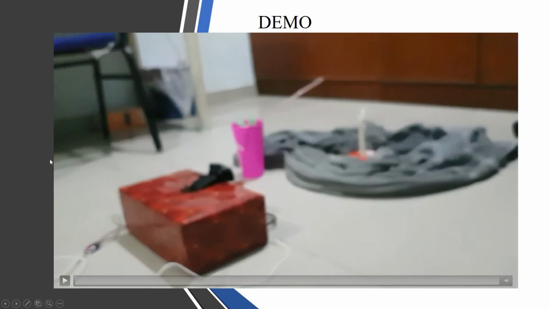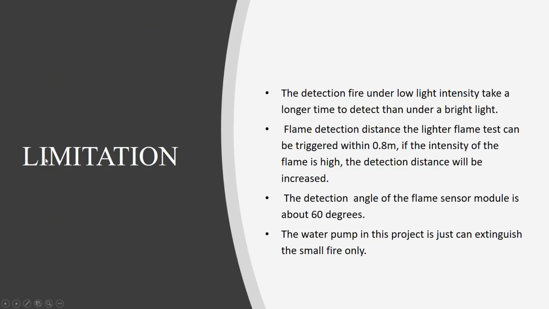So this is my demonstration video. So next, I will proceed with the limitation of this project. The detection of fire under the low light intensity takes a longer time than under a bright light. The flame sensor distance also can be triggered within 0.8 meter if the intensity of the flame is high.